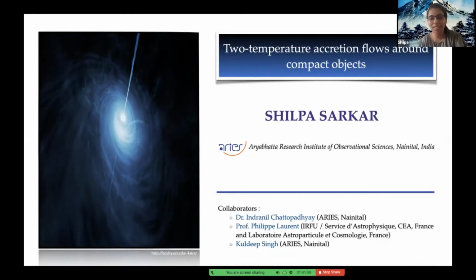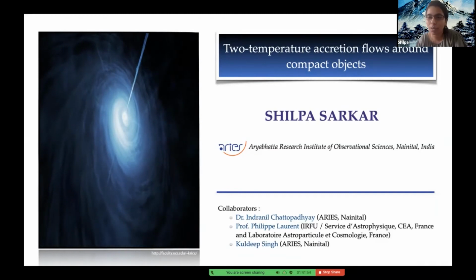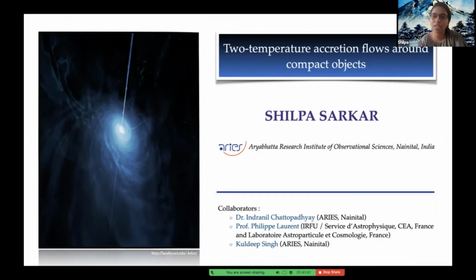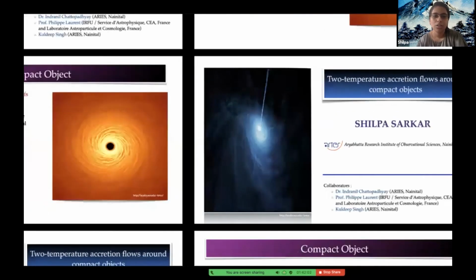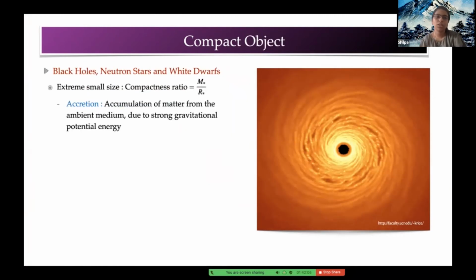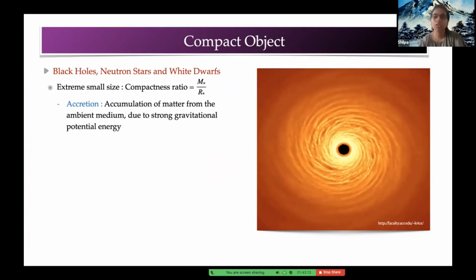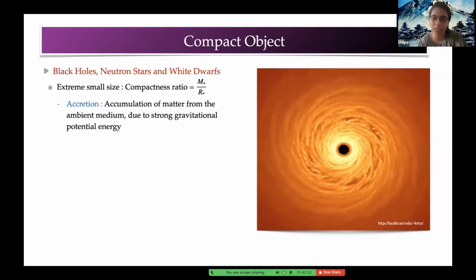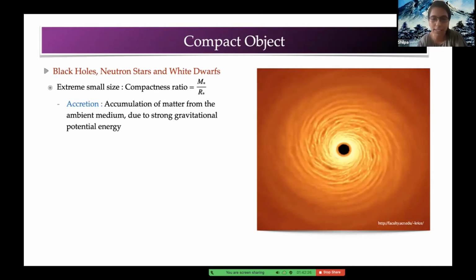Thank you. I'm Shilpa and I'm from Aries, Nainital, India. And the topic I'm going to talk about today is the accretion flows around compact objects, especially the two-temperature accretion flows. Compact objects like black holes, neutron stars, and white dwarfs have the feature of extremely small size. This is quantified using the compactness ratio, which is the mass of the star to the radius of the star. Because of this extreme compactness ratio, they exhibit a phenomenon called accretion, which is the accumulation of matter from the surrounding medium due to the strong gravitational potential energy.